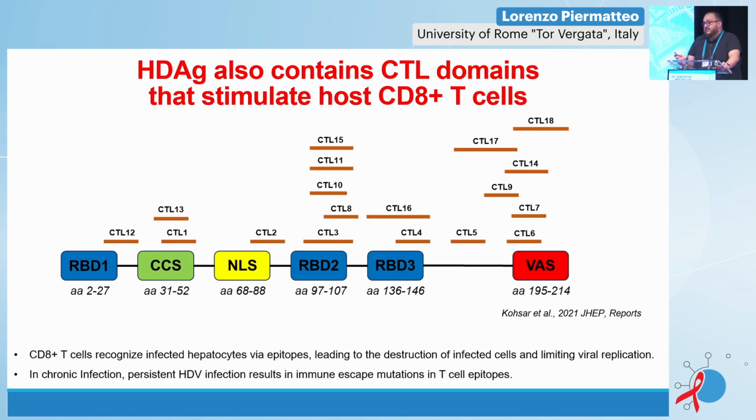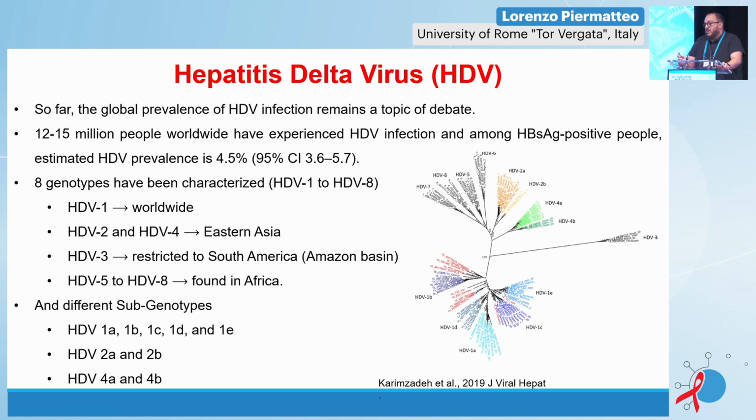But the delta antigen is also important for immunity, in fact it contains the CTL domains that can stimulate the host immune response, specifically the CD8 response that is important for the recognition of the infected hepatocyte and can lead to its destruction.